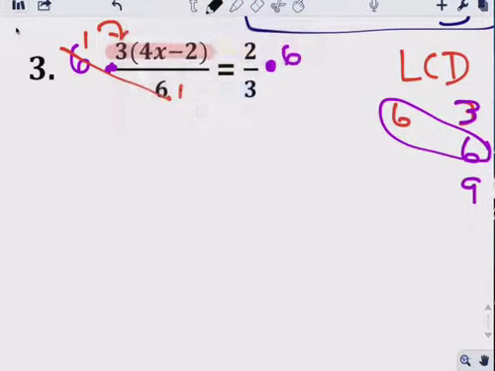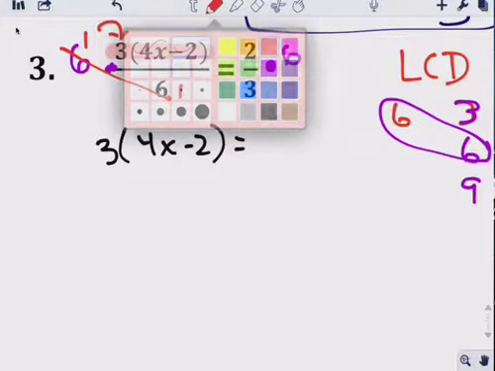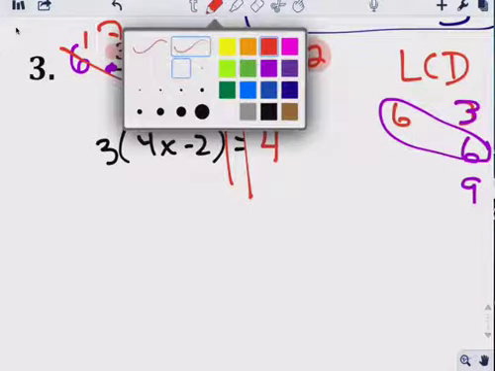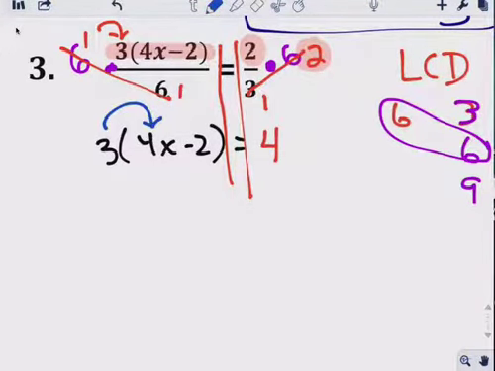So we got 3 parentheses 4x minus 2 equals, on this side of the equal sign, we cross cancel. That leaves a 1, 1. 3 into 3 is 1 time. 3 into 6 is 2 times. Multiply them. We get 4. Okay? Distribute 4 into 4x. We got 12x. Negative 3 into 2.